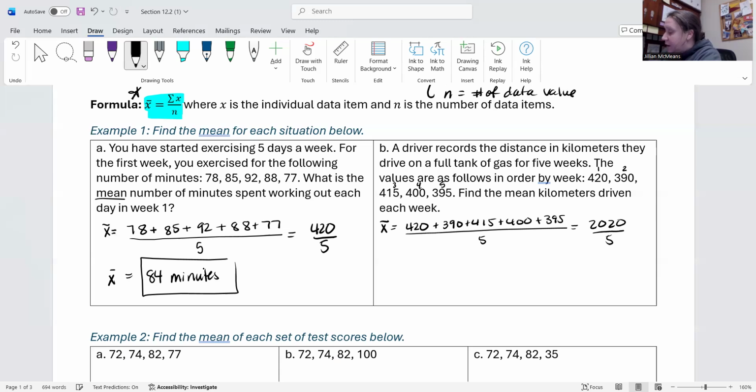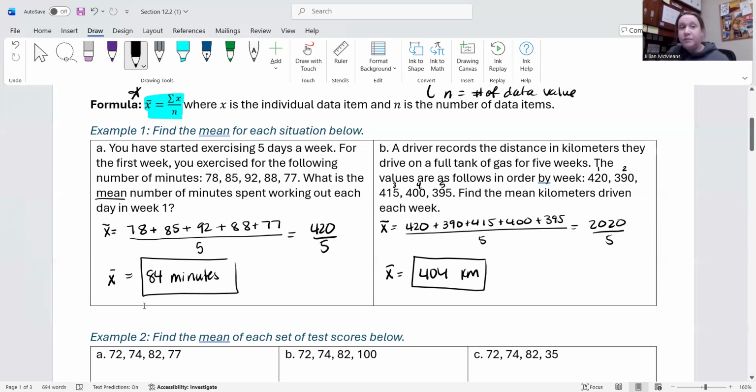And then we want to divide that by 5, and that's going to tell us that X bar is 404 kilometers. So over those 5 weeks, on average, you drove about 404 kilometers a week. Again, some weeks you drove less than that, some weeks you drove more than that, but on average, we'd say it was about 404 kilometers a week.